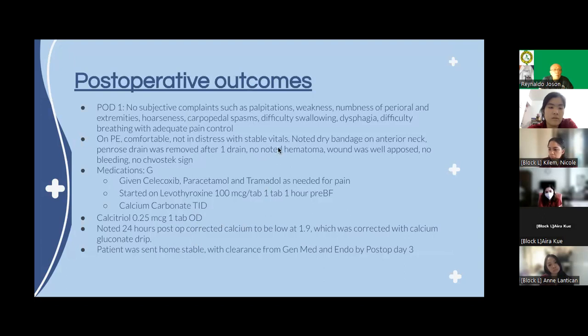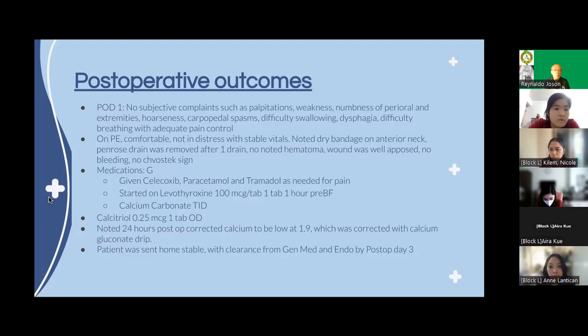For the post-operative outcomes, on post-operative day 1, there were no subjective complaints such as palpitations, weakness, numbness of perioral or extremities, hoarseness, carpopedal spasms, difficulty swallowing, dysphagia, difficulty of breathing, and the patient had adequate control. On PE po, he was comfortable and not in distress with stable vitals. There was noted dry bandage on the anterior neck. The Penrose drain was removed after 1 day. There was no noted hematoma. The wound was well opposed. There was no bleeding, no Chvostek's sign.